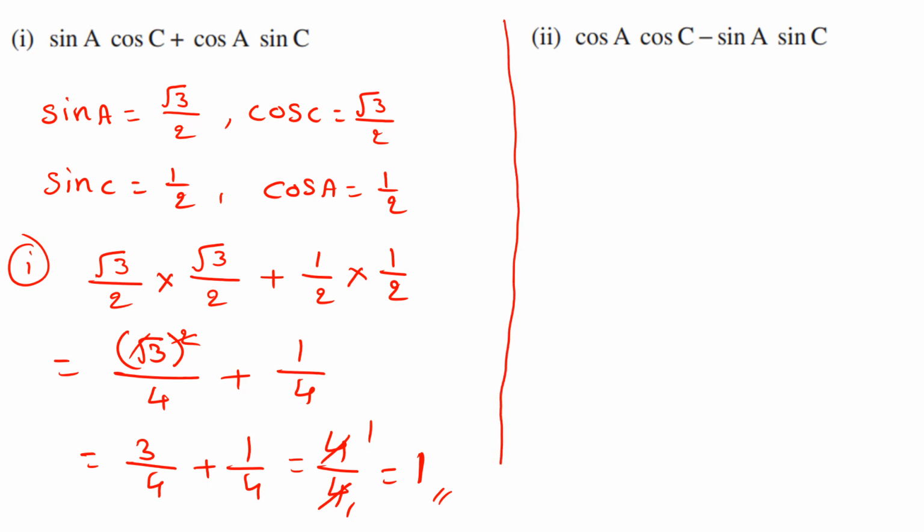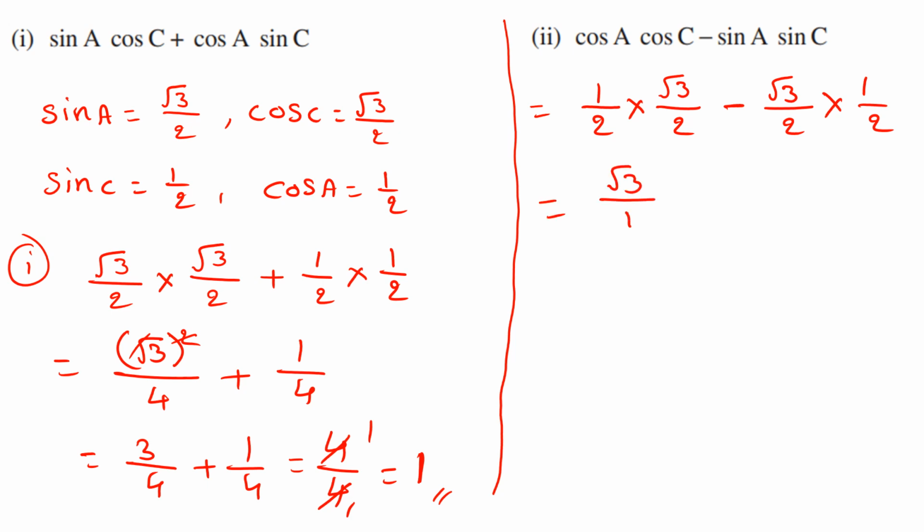Okay. Now the second question, in that one also substitute the values here. So cos A means 1 by 2 into cos C means root 3 by 2, minus sin A, root 3 by 2, into sin C, 1 by 2. Okay. So that equals root 3 by 4 minus root 3 by 4. So look at the opposite signs here with the same value. So root 3 by 4 minus root 3 by 4 equals 0. So that is that value. I hope you all understood, children, right?